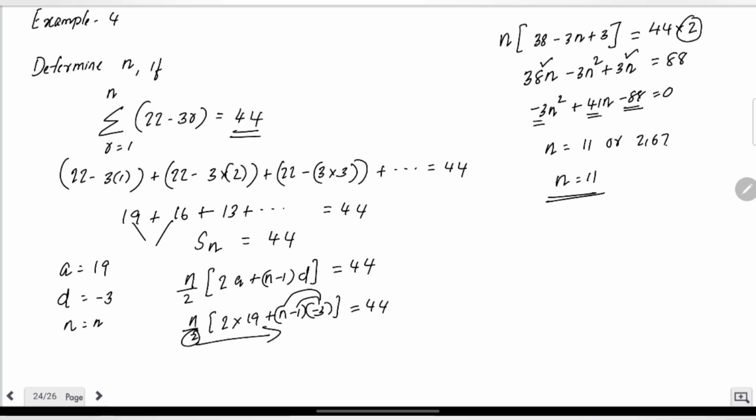So here how many terms are added? 11 terms are added. The answer is 44. Is it clear? It's a very important question. Please guys try to understand.